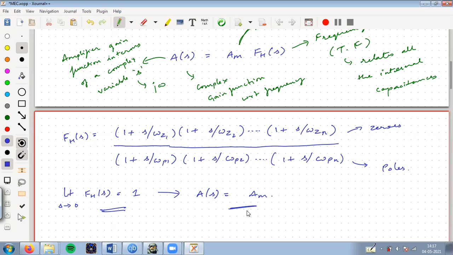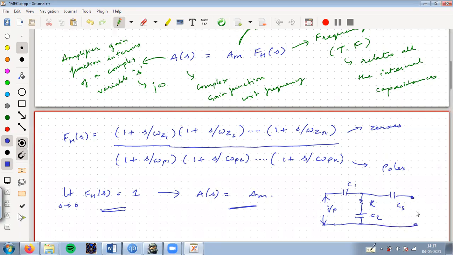See, if I have any complex circuit like this, this is my input. Let's say C1, R, C2, then I have another capacitor like this, C3, and if I measure my output here. Obviously, this circuit will have some poles and zeros. So generally, I have written it like this. I'm assuming this transfer function FH(s) has n zeros and n poles. So I've written it in a general form.